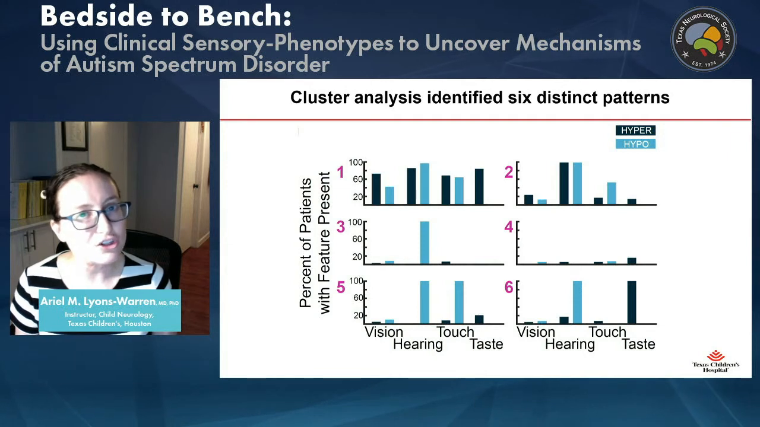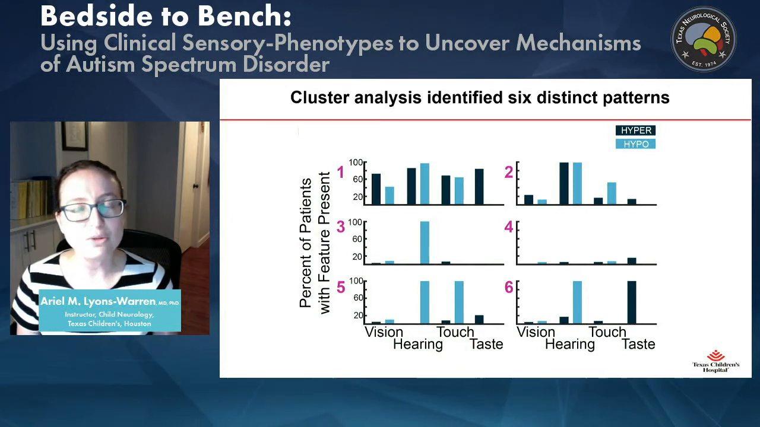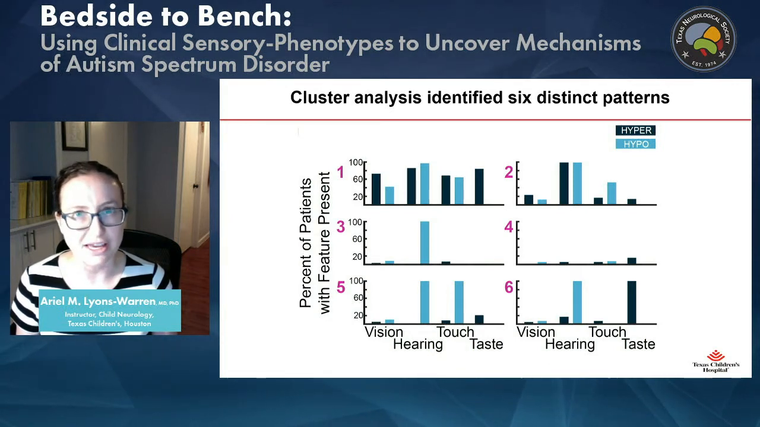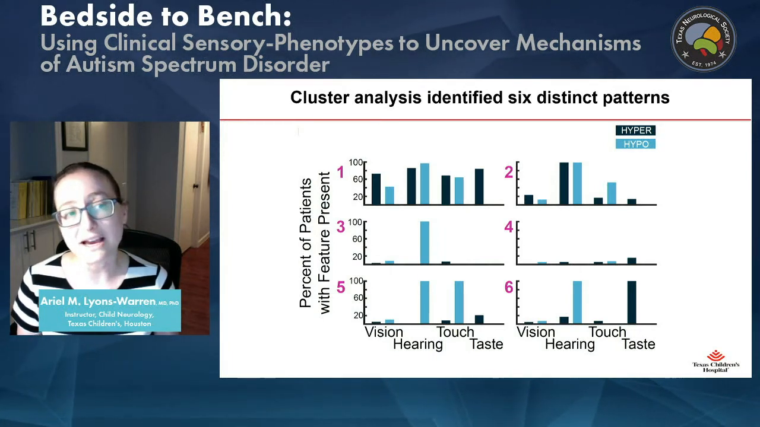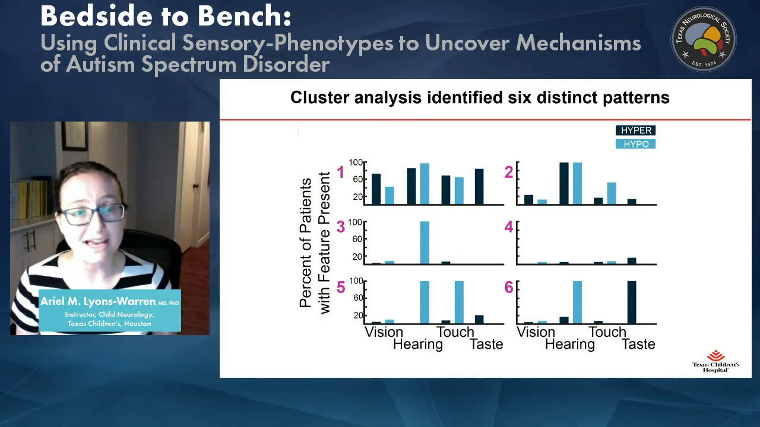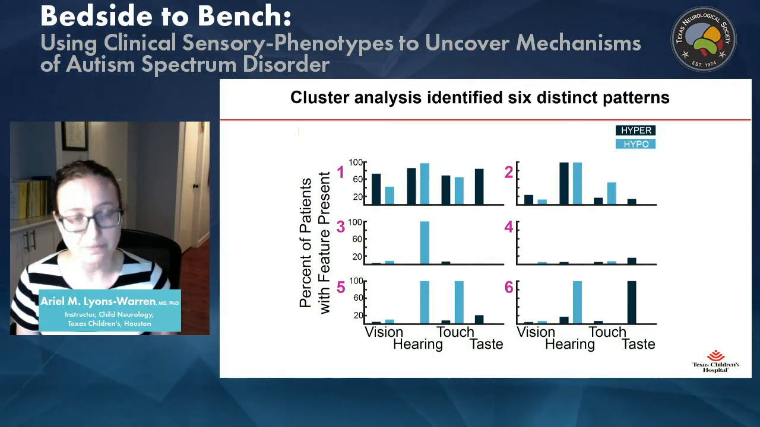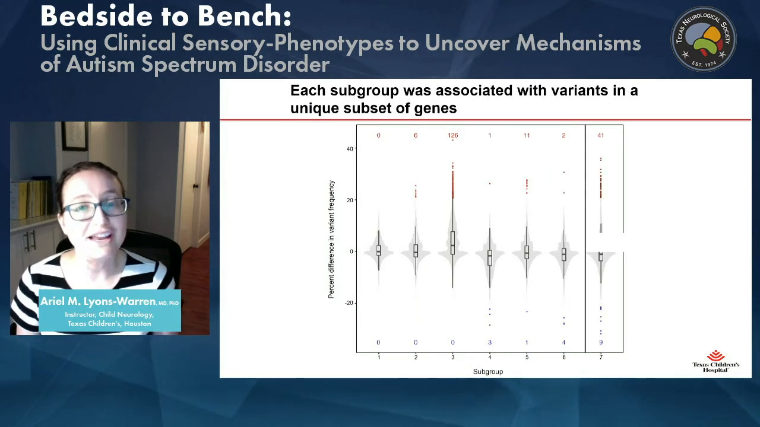Cluster 4 are children who have no impairments. They scored in the typically developing range in basically all categories. But then if you look at the other clusters, they're very striking. Cluster 3 is isolated hyposensitivity in the auditory spectrum. Cluster 5 is isolated hyposensitivity in hearing and touch. And so we were very excited to see these clusters because it suggested that there are specific patterns suggesting specific mechanisms. So then we looked at, in each of our clusters, what are the genetic variants that are present?